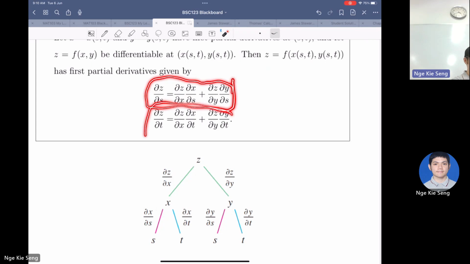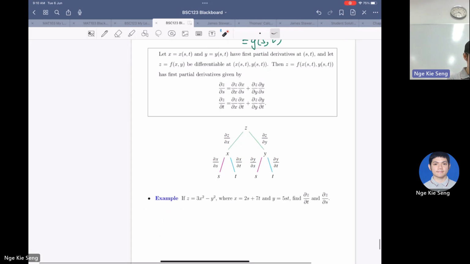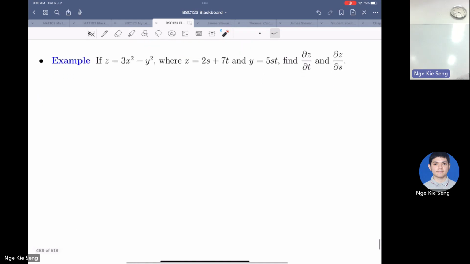Similarly, you can obtain another one for T. Does it make sense? Whenever you have this chain rule, produce the tree first and then see how many paths you need to go. When you go along the path, you take the product of the differentials. Easy to memorize or not? Memorize the tree. You need to know how to produce the tree. Let's put this into practice. If you don't remember, it's okay. Let me recall again and see if it matches what you think.